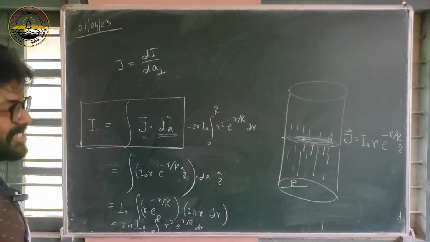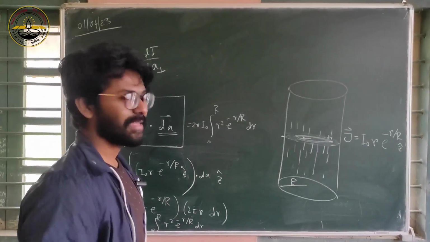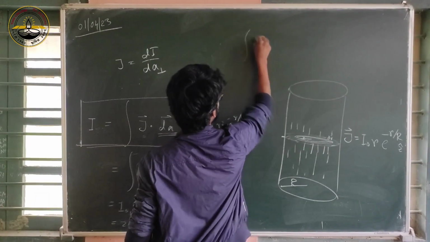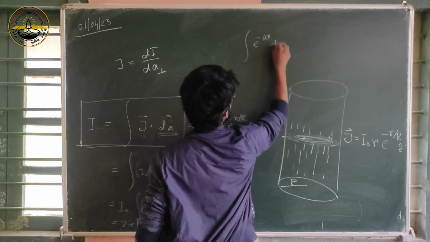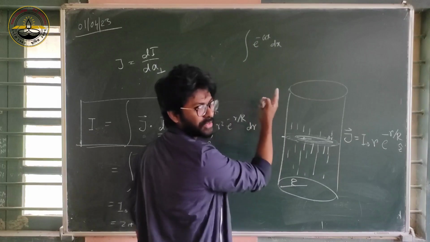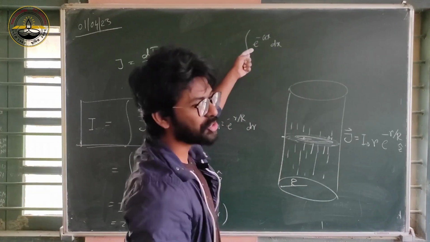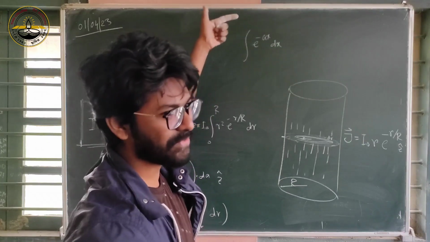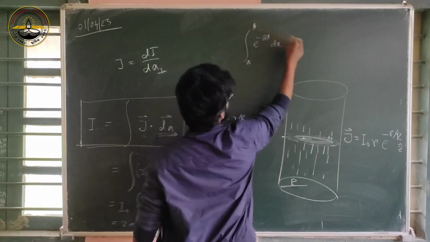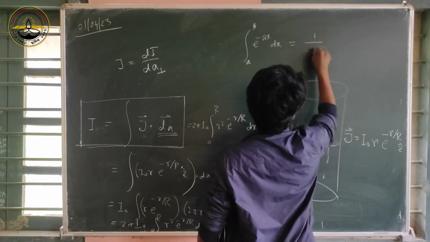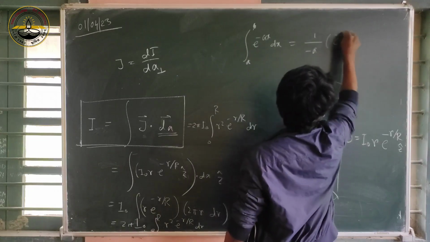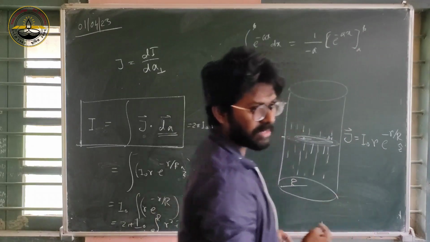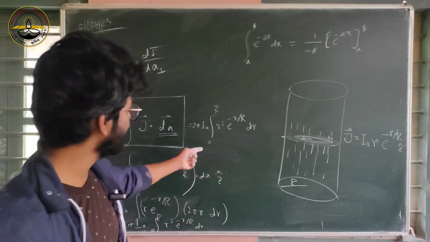There is an easy trick to do such integration. You can do this integration, right? e to the minus ax dx. This integration you can do. It's just an exponential. It will become 1 over minus a, and then e to the minus ax, from the limit a to b. That's the answer. If you know this integration, then this is easy.